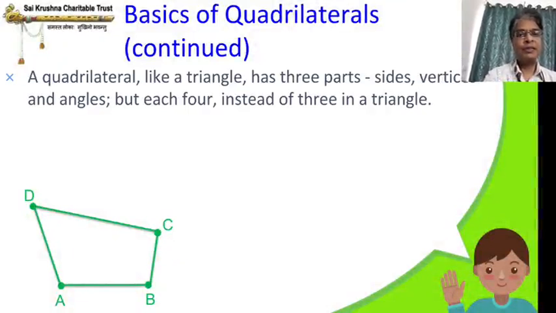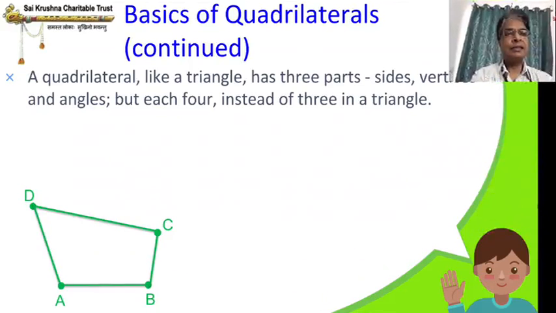Some more points on the basics. A quadrilateral, like a triangle, has three parts: sides, vertices and angles, but each is 4 instead of 3 as in a triangle. Vertices is the plural of vertex; the singular is vertex. You have to always use CES, not vertice but vertices. And angles, 4 of them, instead of 3 in a triangle.